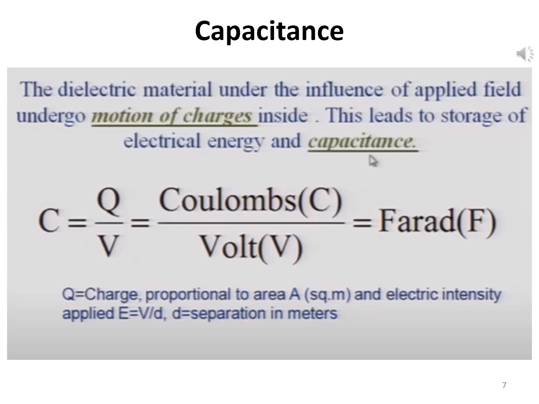Charge can be measured in coulombs, and potential is measured in volts. Coulombs per volt gives you the unit of capacitance, which is the farad. So 1 farad is equal to 1 coulomb per volt.